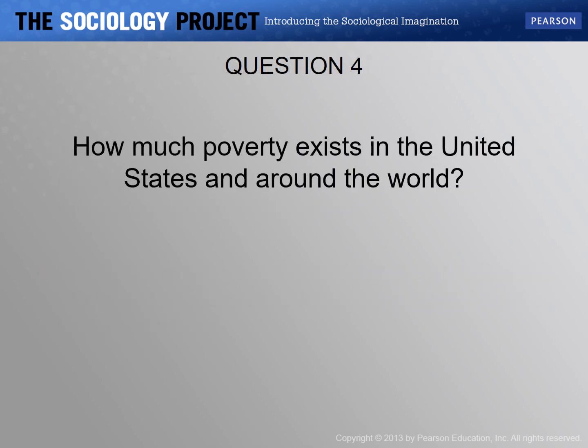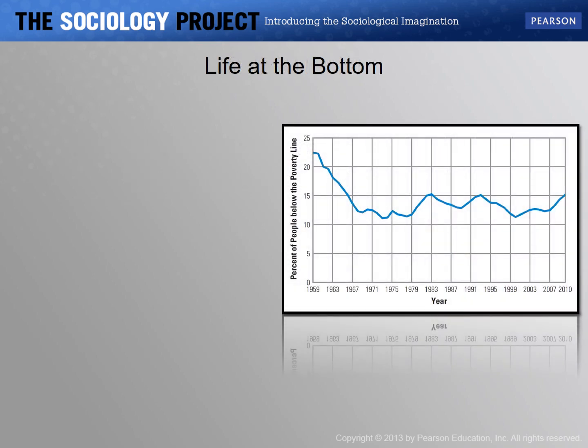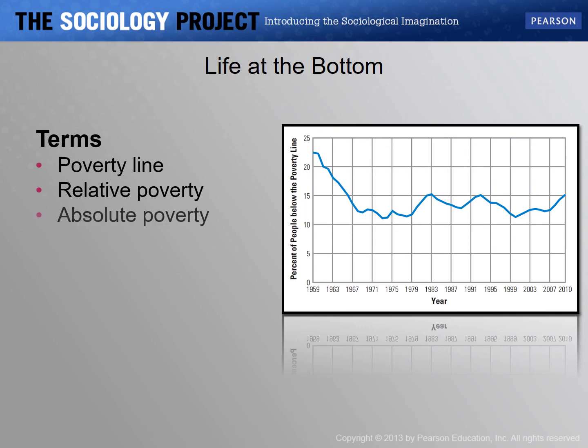How much poverty exists in the United States and around the world? Life at the bottom is very difficult. The poverty line is around $14,000. I don't know exactly what it is in 2020 right now. That may be changing. So it's the point at which people find it very difficult to live, both in relative terms and absolute terms.